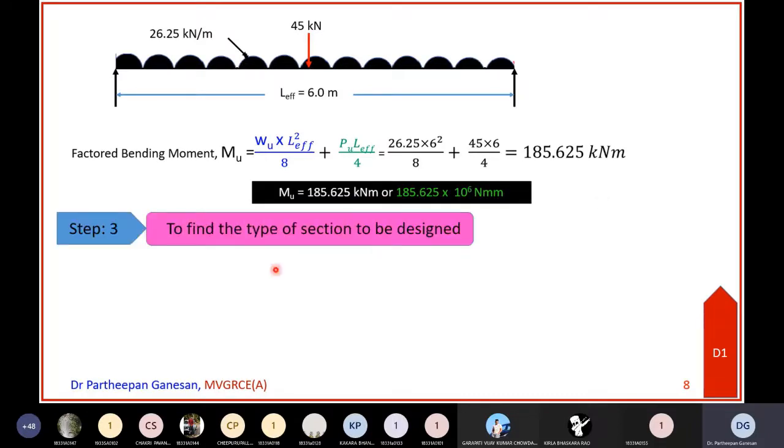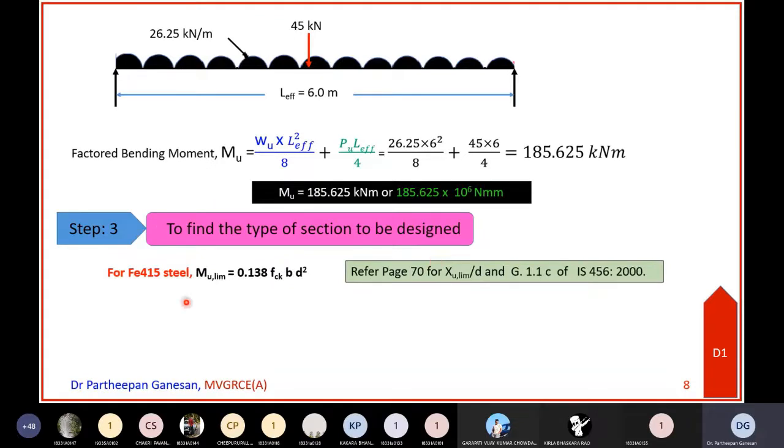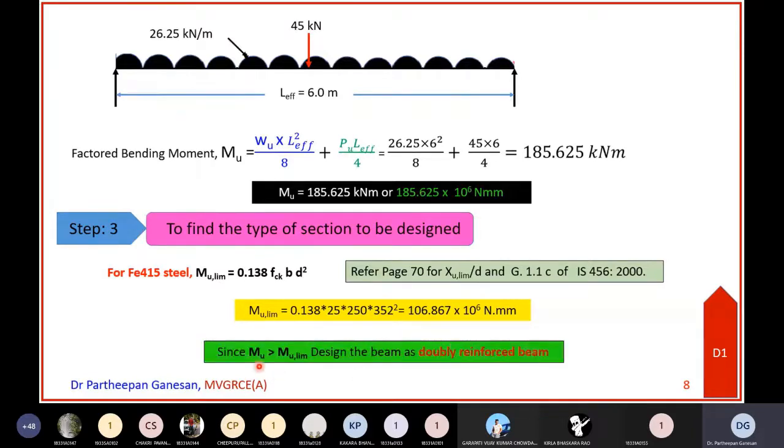Now, to find the type of section to be designed, you find out the Mu limit for Fe415, that is 0.138 fck bd squared. So that is coming out to 106.867 into 10 power 6 Newton millimeter. Since the factored moment due to externally applied load is 185 something, and Mu limit is only 106, it is almost 79 kilonewton meters more than Mu limit. So Mu is more than Mu limit, so you should design the beam as a doubly reinforced beam.